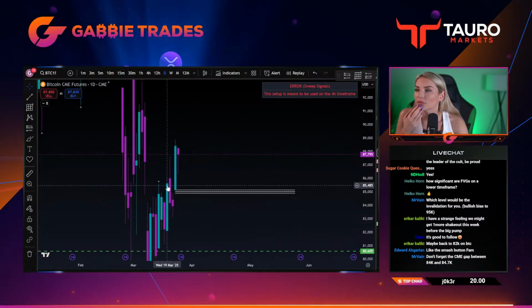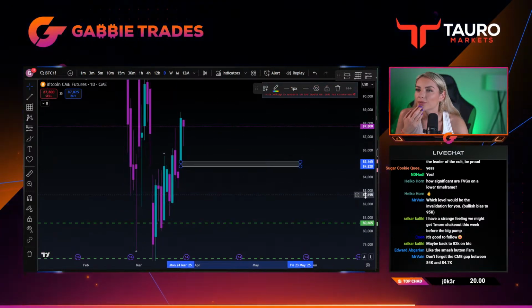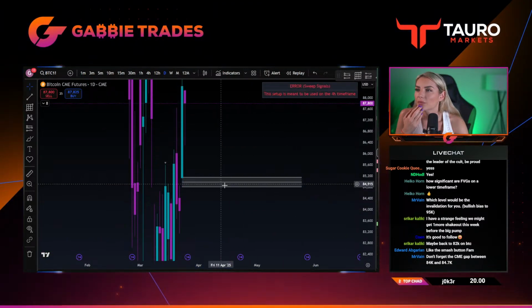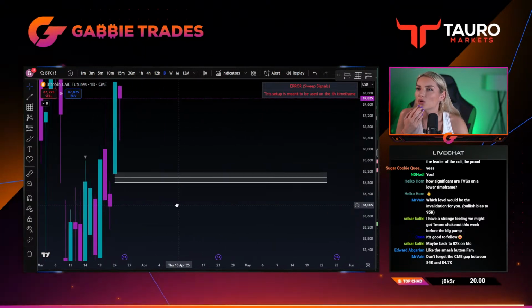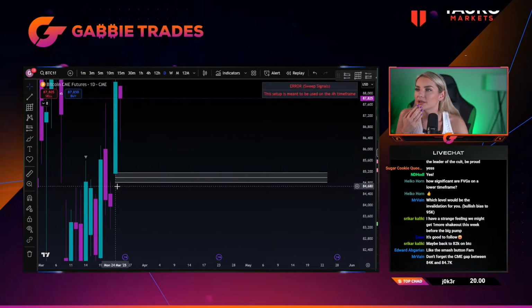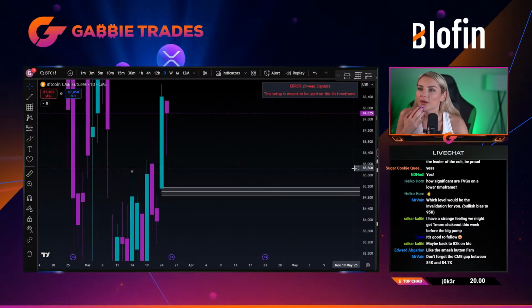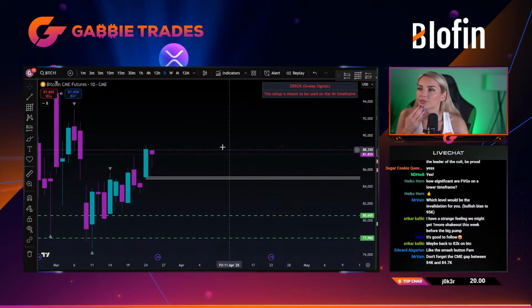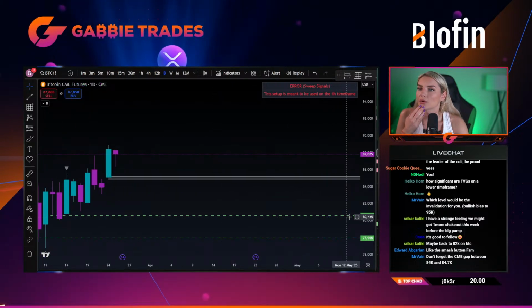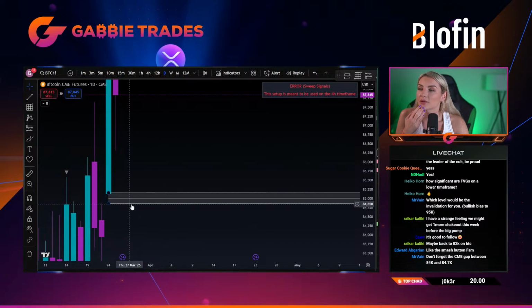Wait, how big is it actually? Is it something like this? Because this is the only place that price really didn't trade through. I think the CME gap was way bigger on Nasdaq. So yeah, it's quite possible that we drop down to that level, because 84, what are we looking at?